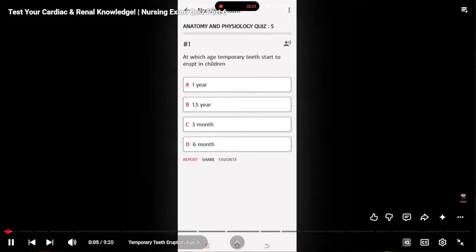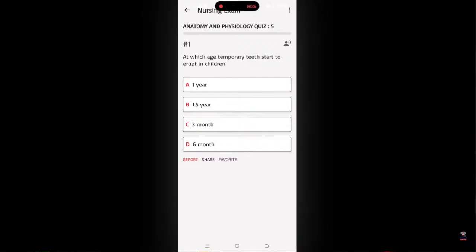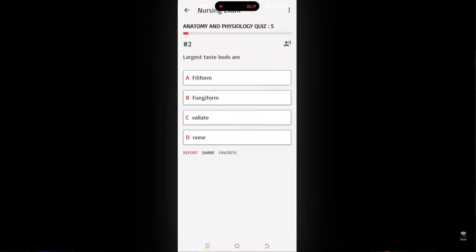At which age temporary teeth start to erupt in children? A. 1 year, B. 1.5 year, C. 3 month, D. 6 month. No. Correct answer is D. Largest taste buds are A. Filiform, B. Fungiform, C. Valate, D. No. Correct answer.